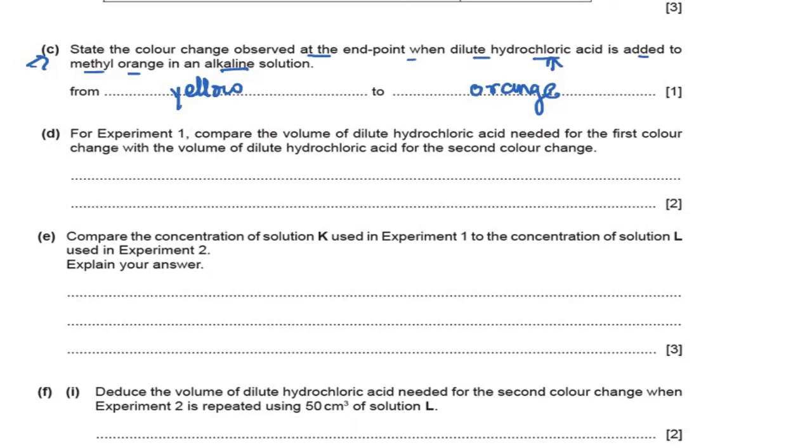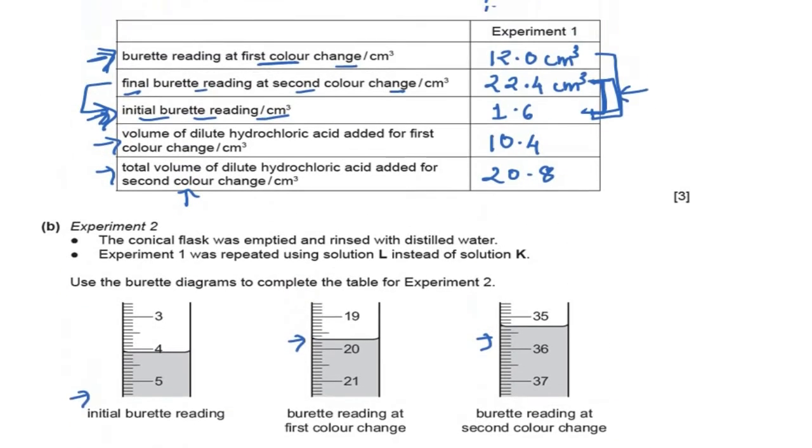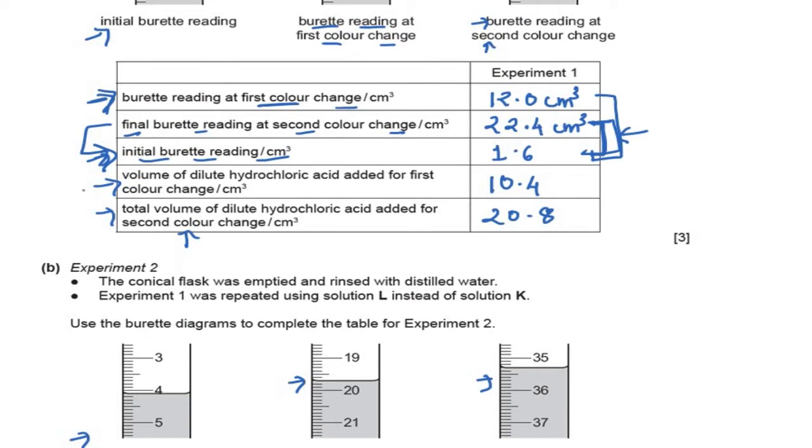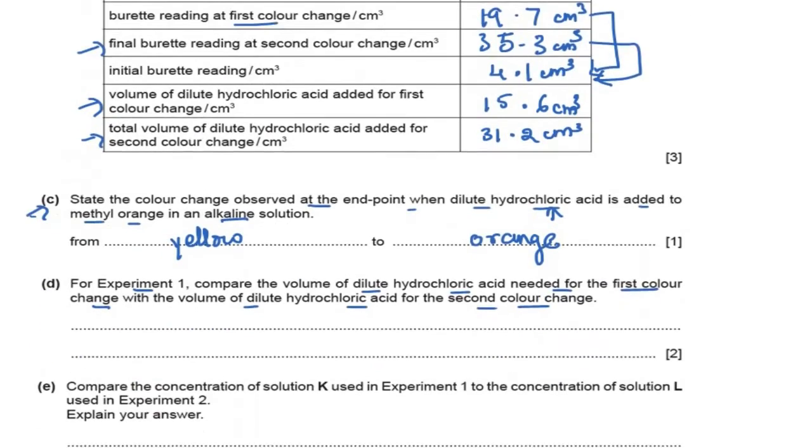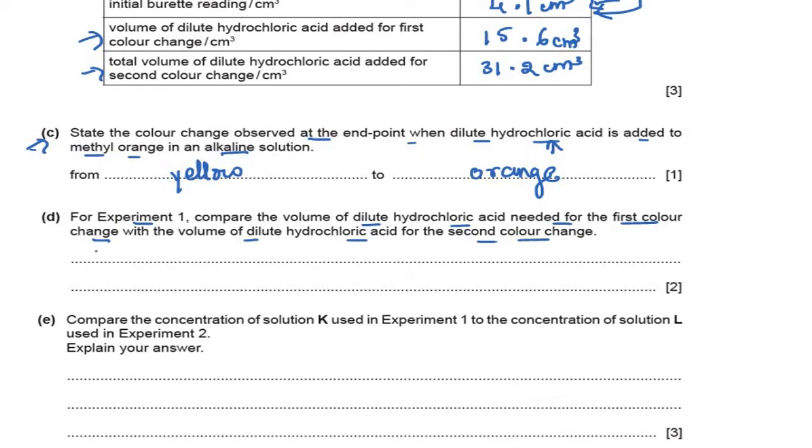The next sub question says, for experiment 1, compare the volume of dilute hydrochloric acid needed for the first color change with the volume of dilute hydrochloric acid for the second color change. Let's go to the experiment 1 readings, and we need to compare the two volumes. If we compare them, we can say that for the second color change, double the volume of hydrochloric acid is required.